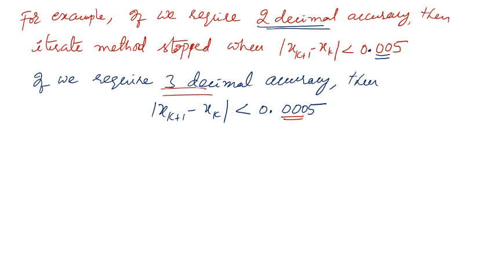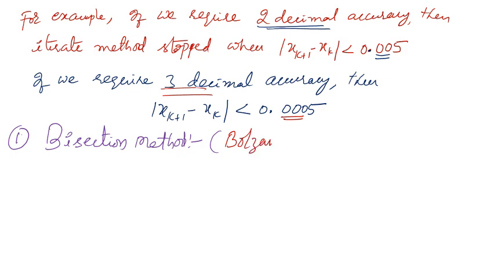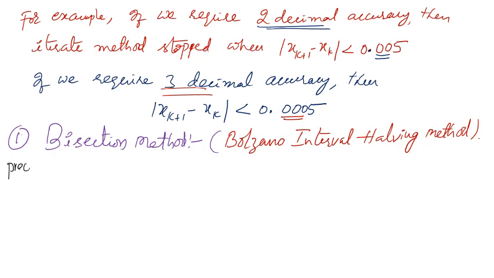Now let me start the first iterative procedure, the bisection method. It is also called the Bolzano interval halving method. And what is the procedure? See, the bisection method process or procedure.